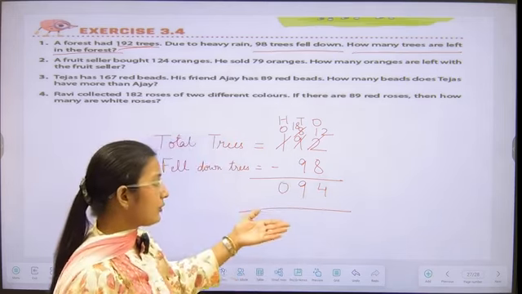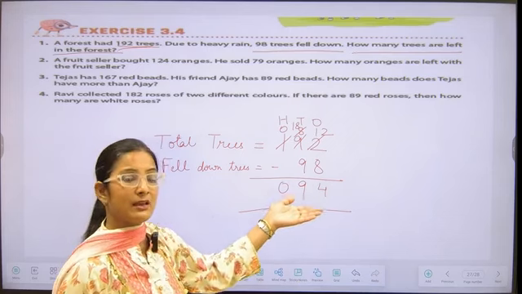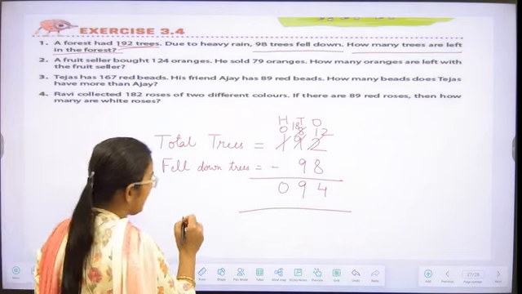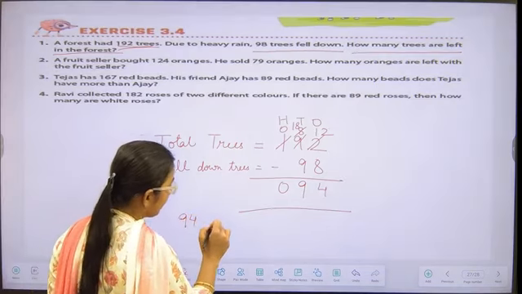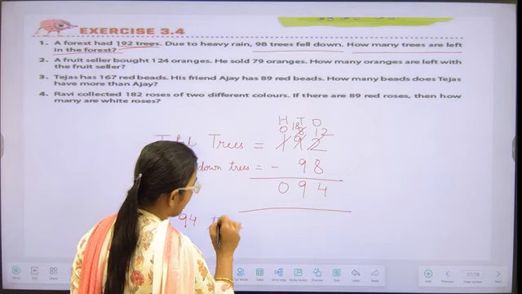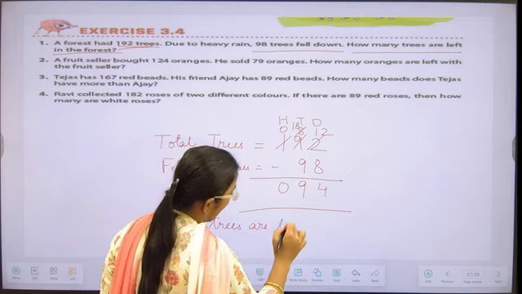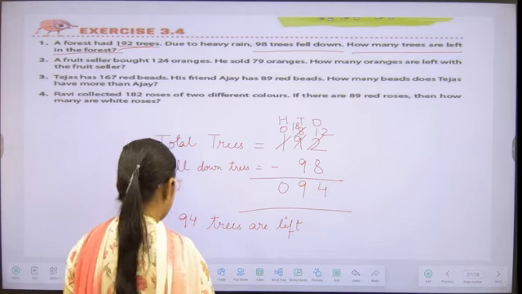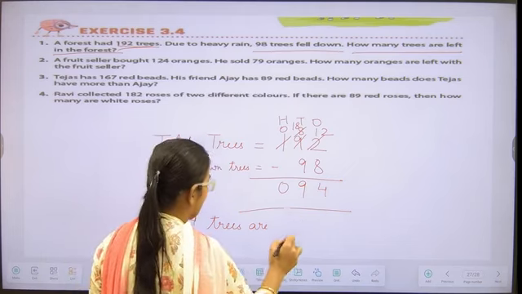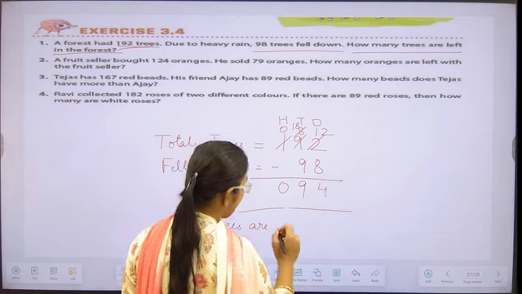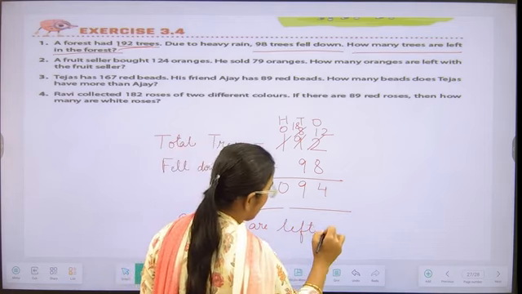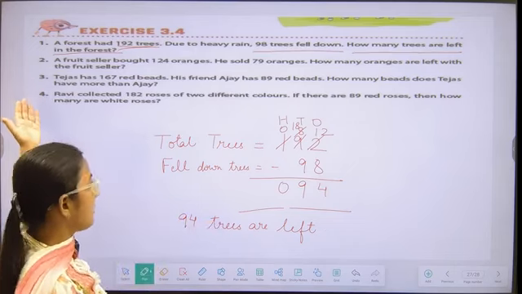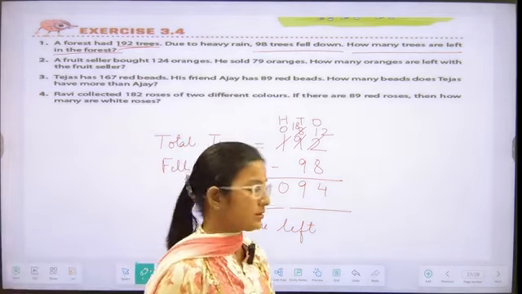So what we have seen over here, how many trees are left? 94 trees are left. So we have to write 94 trees are left. Sorry, the spelling of left is incorrect. So we are writing it again. 94 trees are left. So similarly, student, you can attempt the second, third and fourth parts also.